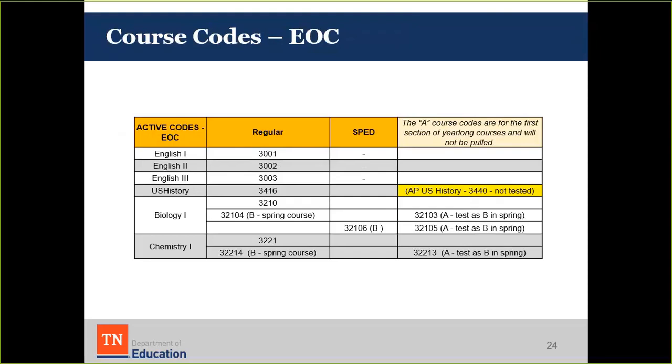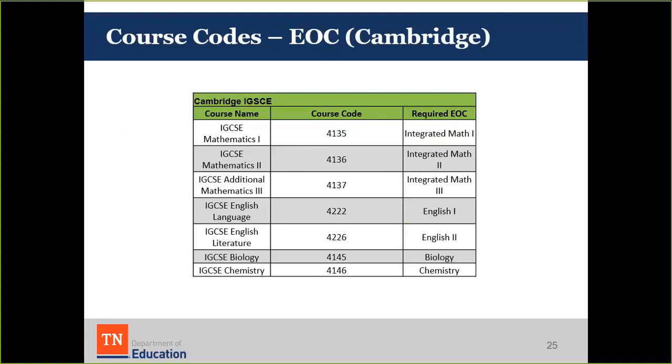For example, that one in the upper right corner that talks about how A course codes are for the first section of a year-long course, so will not be pulled. So you'll pay attention to that as you're moving through things. There are also Cambridge courses. The IGCSE courses are pulled for TCAP assessment.